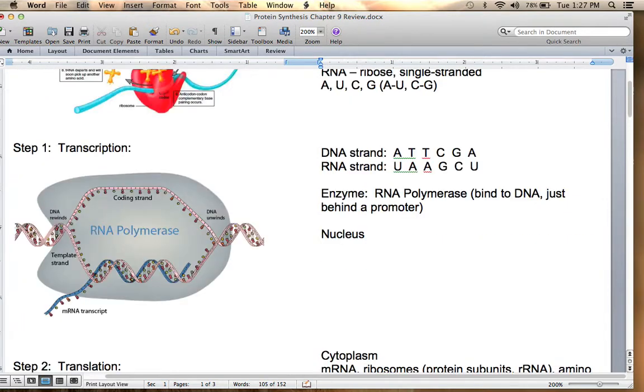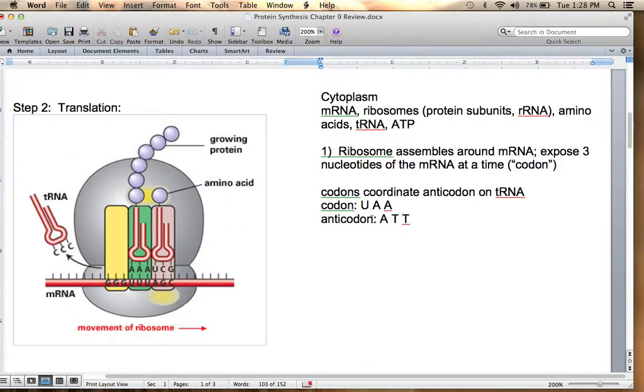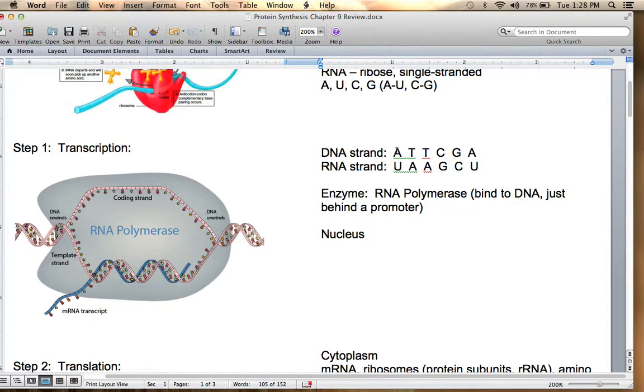So if you have a gene on the DNA that is ATT, the messenger RNA strand that's complementary to that would be UAA, and then the anticodon that's found on the transfer RNA would be complementary to the codon on the messenger RNA, so it would be ATT. Notice that the anticodon in most cases is very, very similar to the original DNA strand.